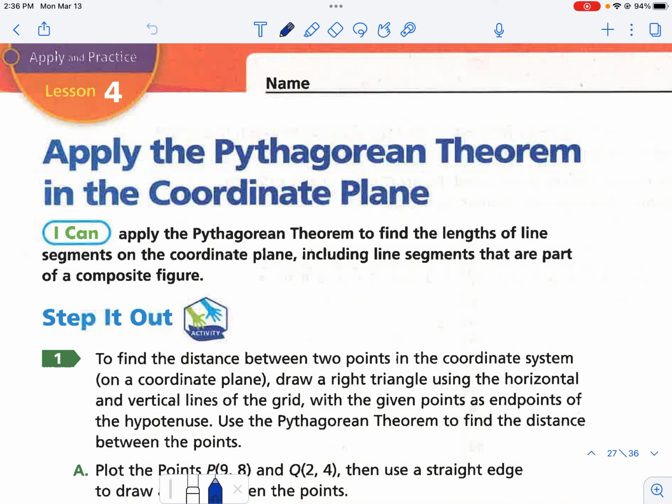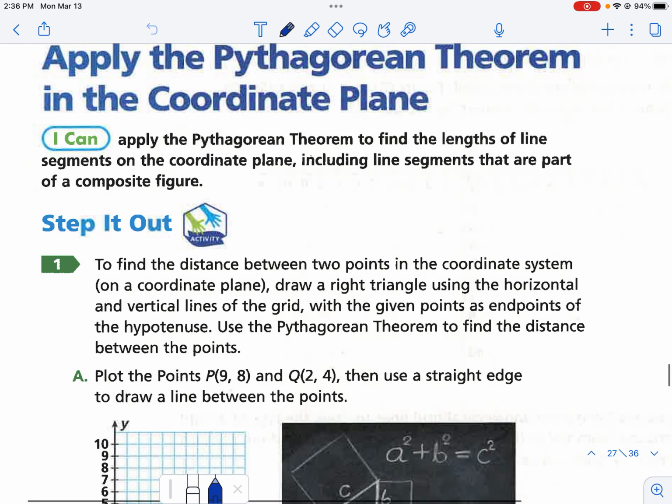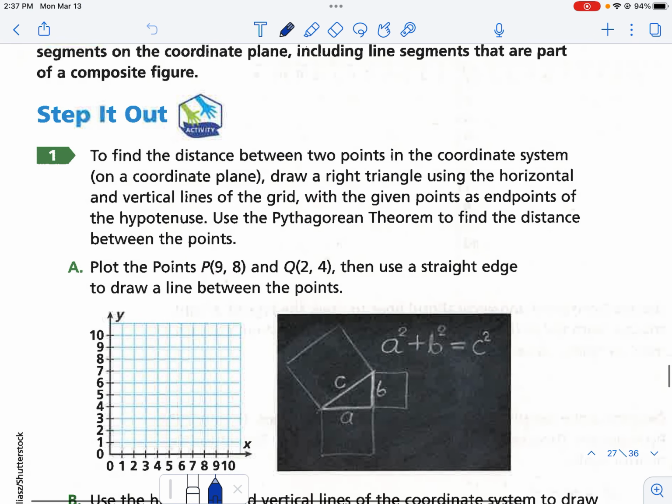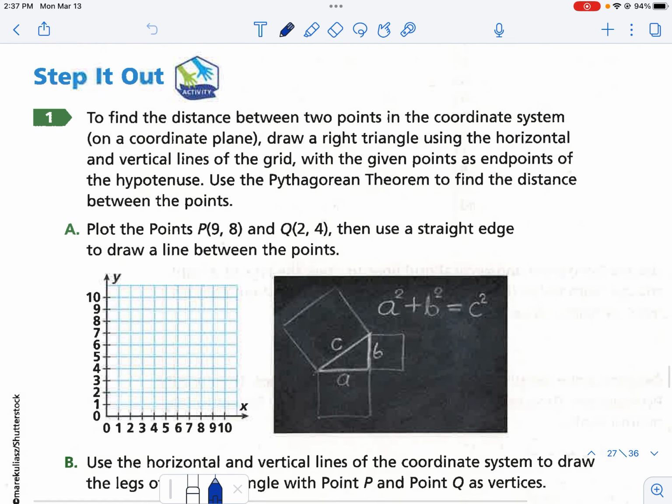Okay, apply the Pythagorean theorem in a coordinate plane. So we've been dealing with coordinate planes this whole school year. Now we're going to plot some points, and we're not going to find the slope anymore, but we're going to figure out how to find the length of a side using the coordinate plane.